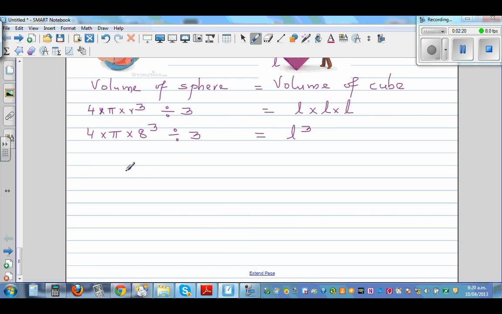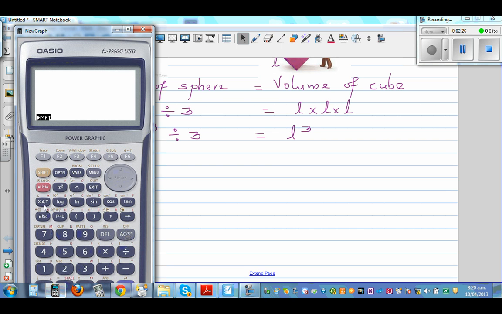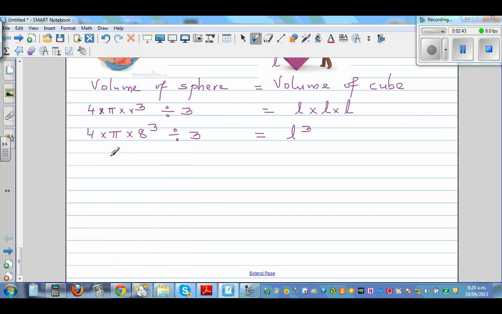Let's use the calculator to find this. So this is 4 times shift pi times 8 cubed divided by 3, which is equal to 2144.66. Let me write that: 2144.66 centimeters cubed is equal to L cubed. Now if you want to find L from L cubed, what would you do? Let me write this again. L cubed is 2144.66.